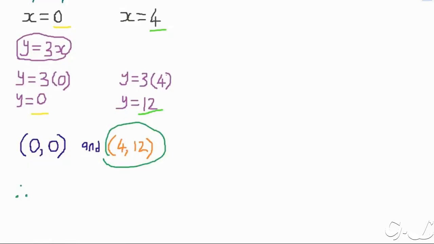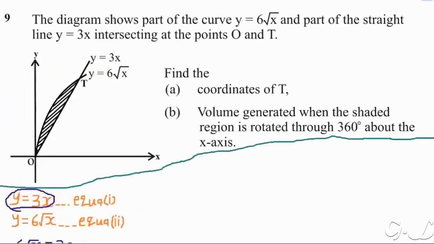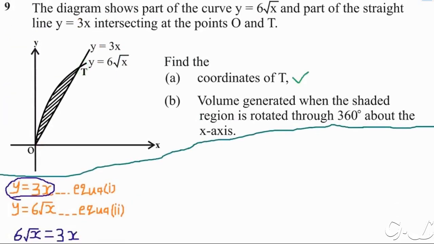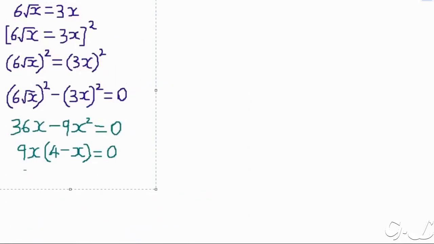This is how you are supposed to answer in an exam. So therefore, coordinates of T open brackets 4, 12 close brackets. So this is how you get marks in an exam room. This is how you're supposed to answer. So we are done with part A, and now let's go to part B.